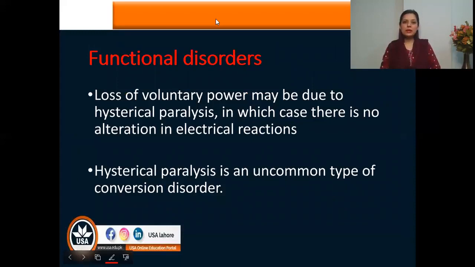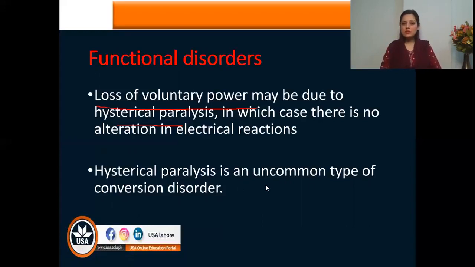Moving towards the last point, that is related to functional disorders. There are certain functional disorders that are going to give you loss of voluntary power, but this may be due to some psychological issues like hysterical paralysis, in which there is no alteration in the electrical response. When you apply electrical currents, everything is normal, but the person is not able to voluntarily show contractions. So while technically everything is okay, it goes to another differential diagnosis that deals with the psychological issue.